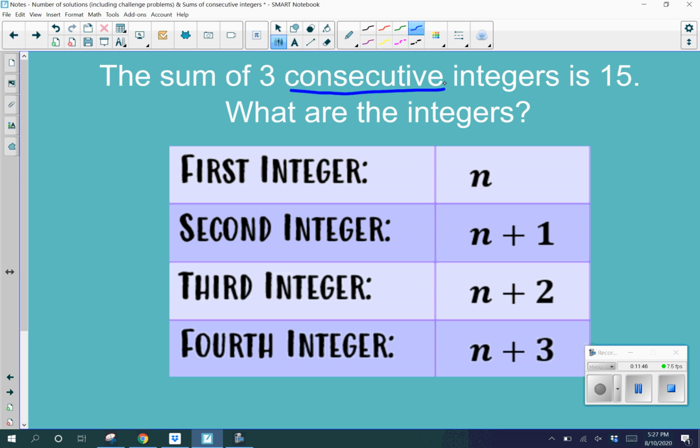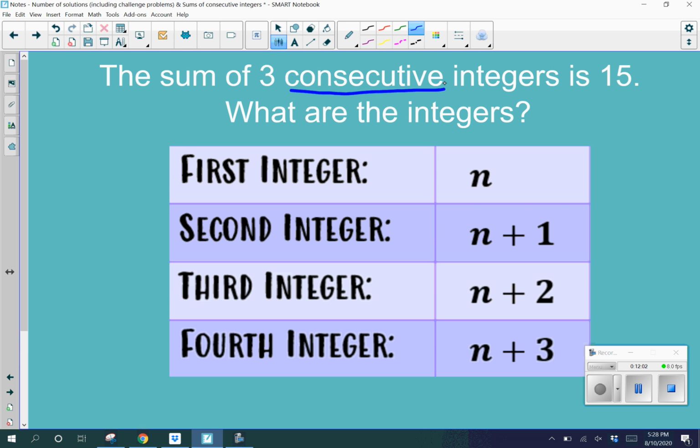So if we were to use a variable, let's say n for your first integer, that means that the second integer would be n plus 1, the third integer would be n plus 2, the fourth integer would be n plus 3, and so on and so forth. If there was a fifth integer, it would be n plus 4.